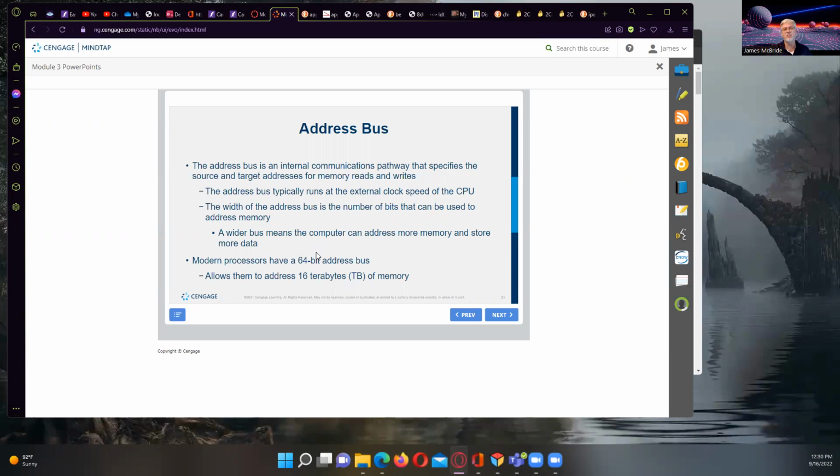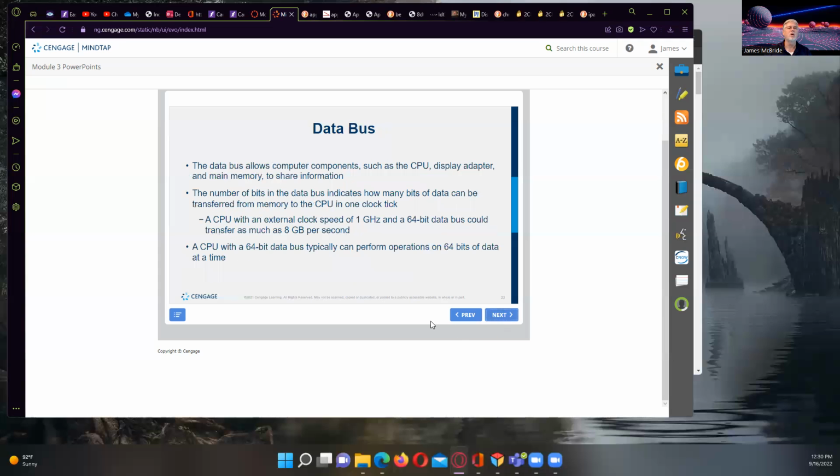And so when it's a 64-bit address bus, you're basically saying I can address much more space. I can address up to 16 terabytes. So that's your RAM. I'm running 16 gigabytes. That's nowhere near terabytes, but my address bus could actually address so much more without a problem. Now, a data bus allows computer components such as the CPU, display adapter, main memory, a graphics card, USB, anything that's carrying data, to communicate. That's what a data bus is used for.